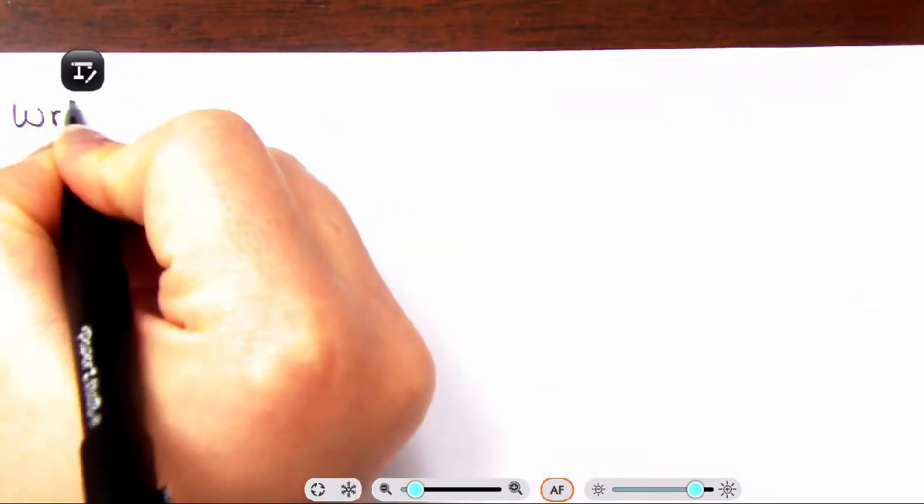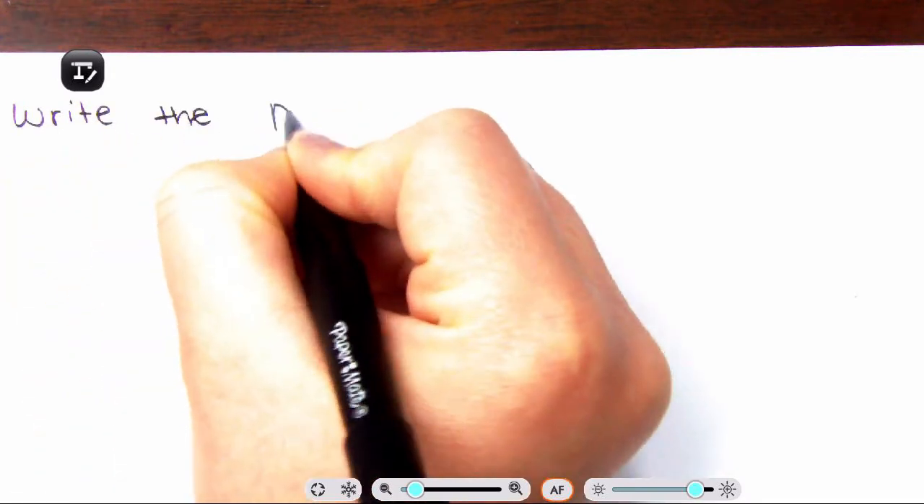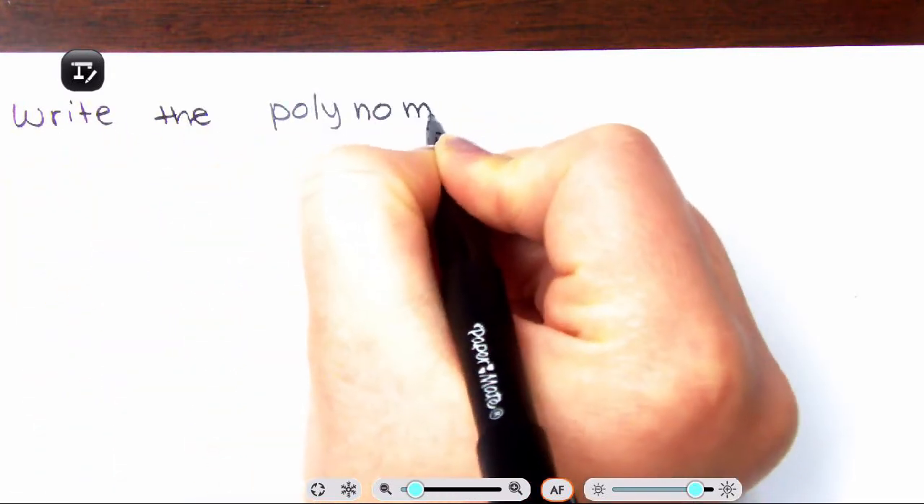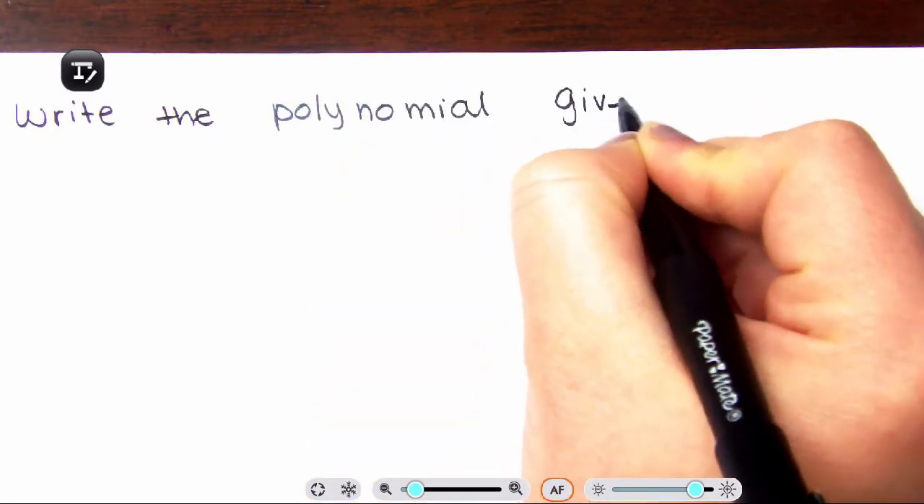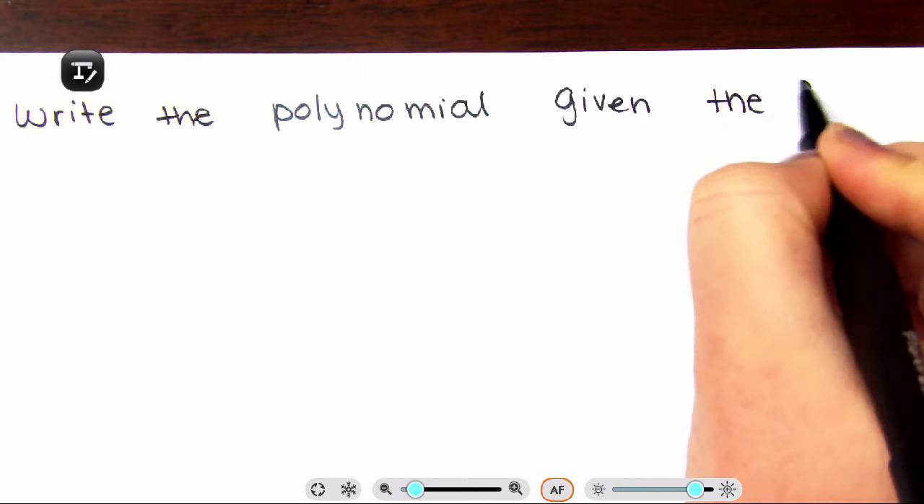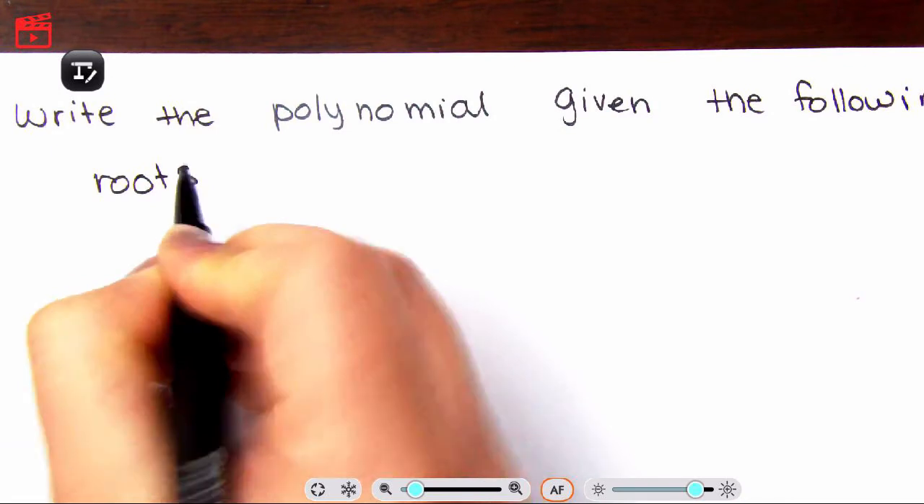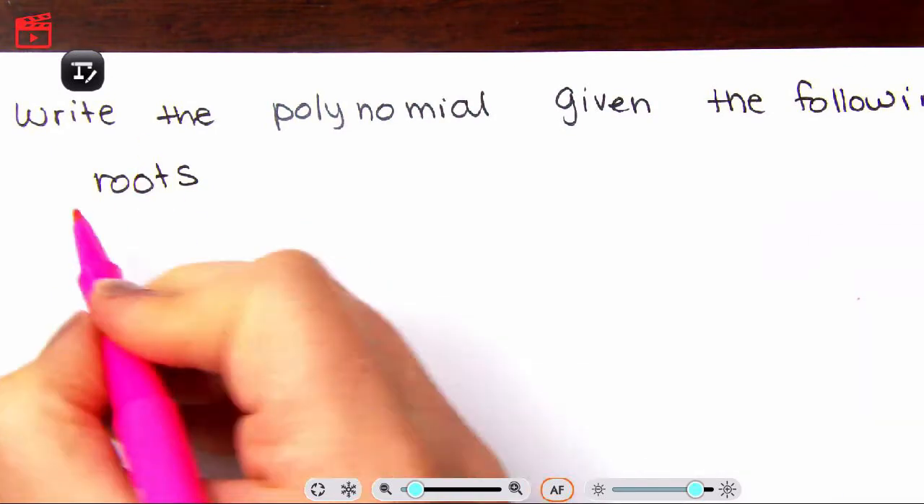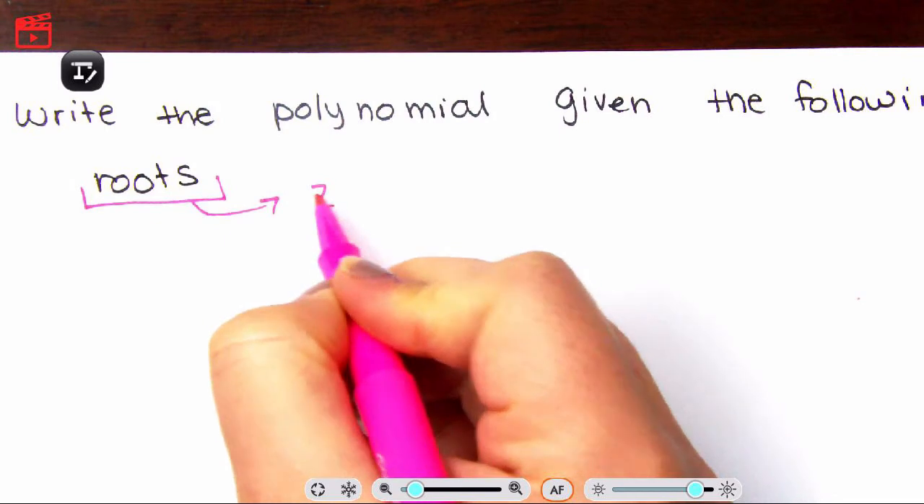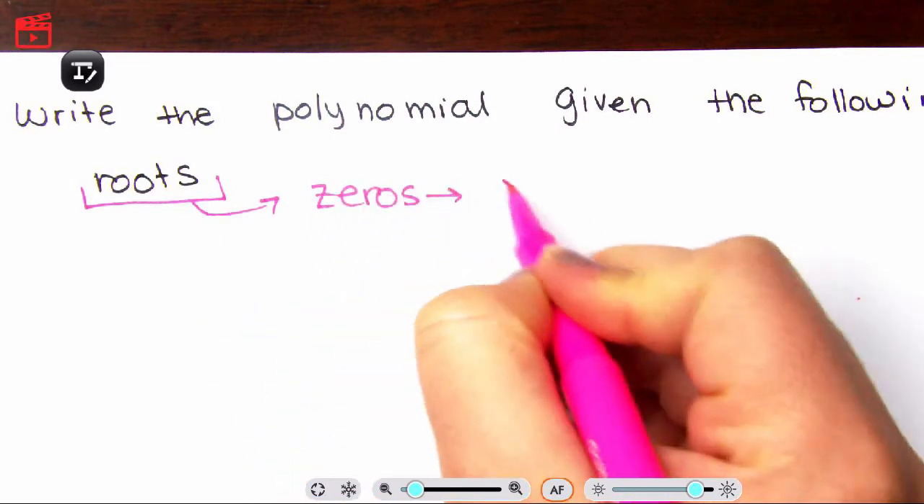All right, let's do one more example, and then we're going to call it good for this video. Do an example of this. They're going to say, oh, I like this question. Write the polynomial given the following roots. Don't let roots confuse you. Roots are just zeros, which are our x-intercepts.